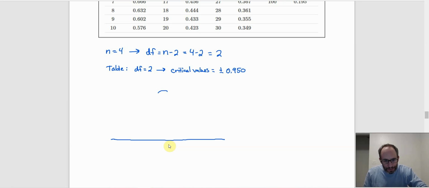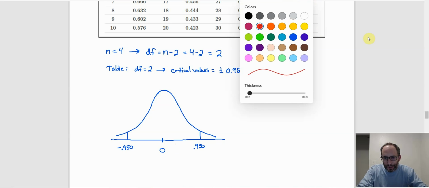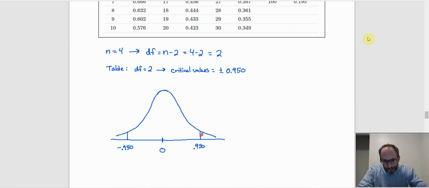So I'm just going to draw a bell curve here. And it's going to be centered at 0, right? And then we're going to have a negative 0.950 out there, and a positive 0.950 maybe about there. And then, since I can change colors here, I'll make the rejection regions red, just like they were in that other picture.